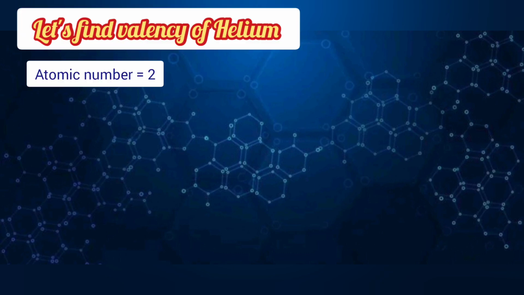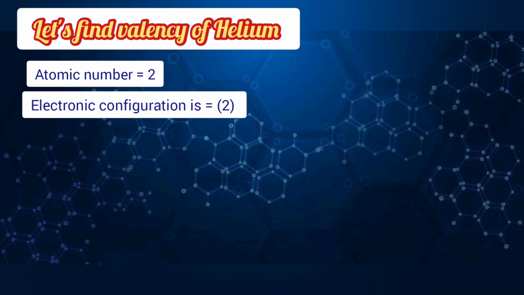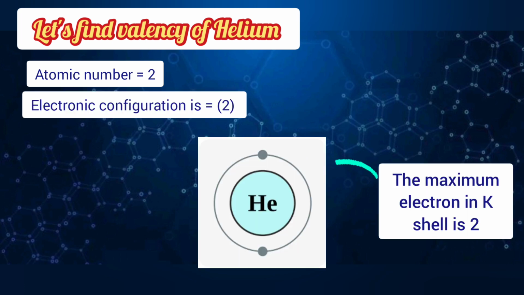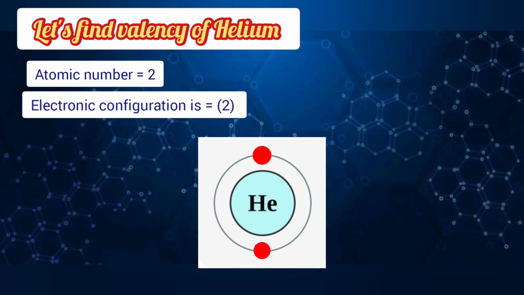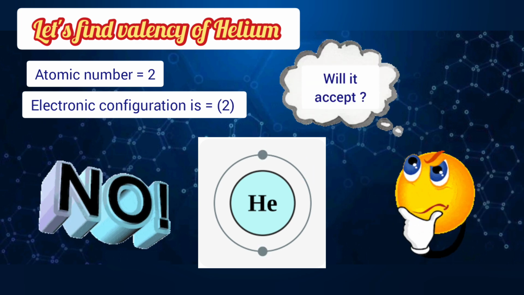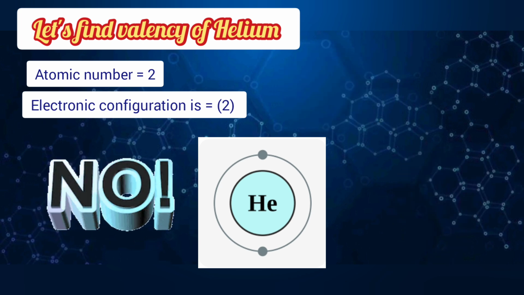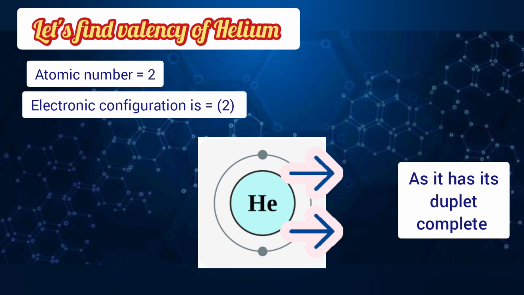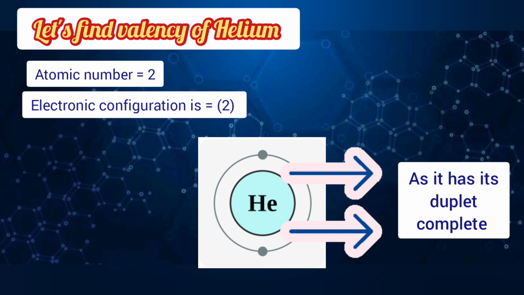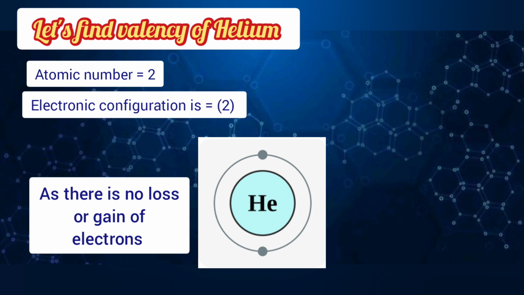Let us take the example of the second element, which is helium. Helium, the atomic number is 2, the configuration is in bracket 2. We know that the first orbit can hold a maximum of 2 electrons and helium has those 2 electrons present. So will it accept any electrons? Answer is no. Will it donate some of its electrons? Answer is no, as it has its duplet complete. So it is neither accepting nor donating an electron. So there is no loss or gain of electron, and hence the valency becomes what?